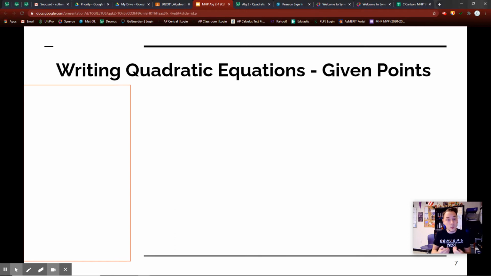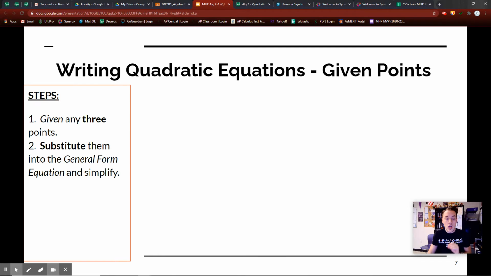So now we're kind of working backwards, as you can tell. We're no longer looking at the equation and then getting a graph. We're given a graph or points, and then we want the equation. Okay, so it's a little bit more tricky. The first thing is, given any 3 points, you're going to solve it like this using these steps.